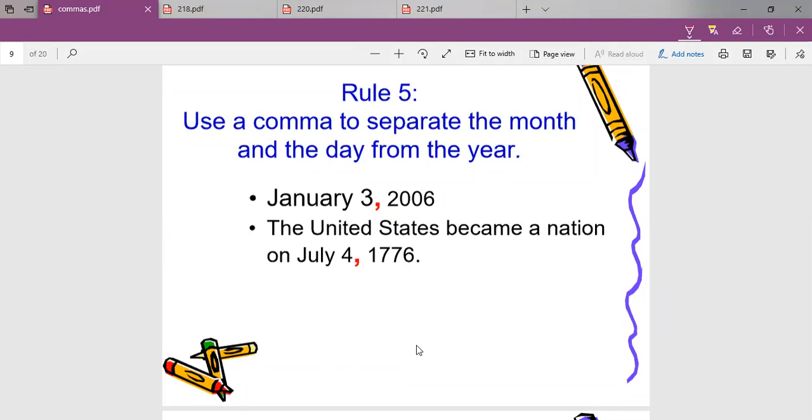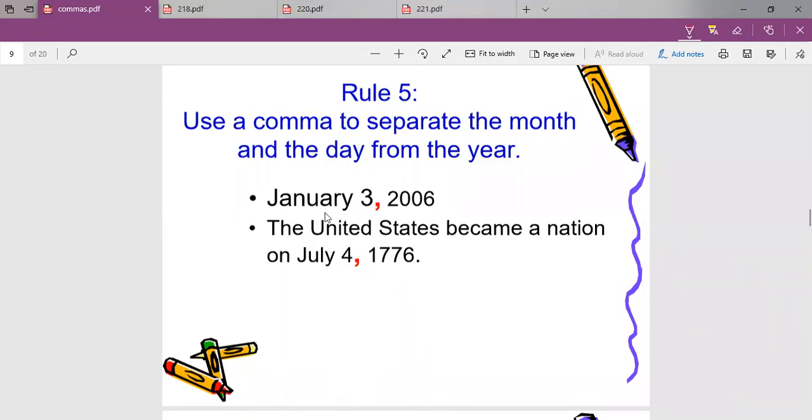January 3, 2006. The United States became a nation on July 4, 1776. Excellent. Thank you. Now, this is the most commonly used, and this is what we have in this lesson also, that whenever we are writing the date, the month and the day are separated from the year.